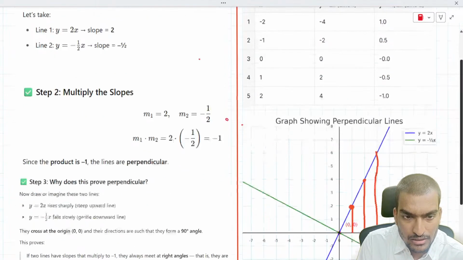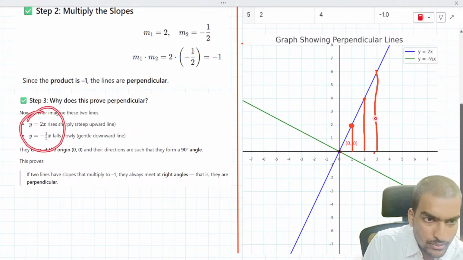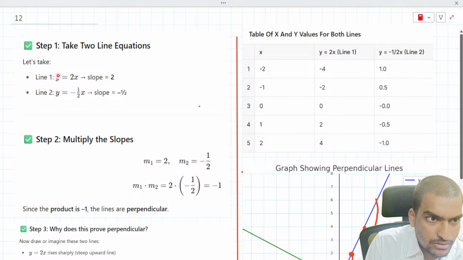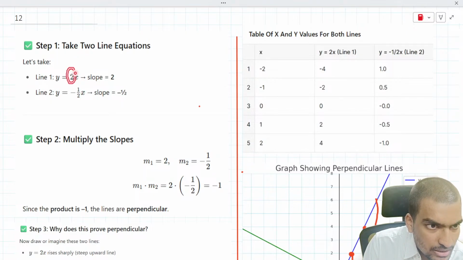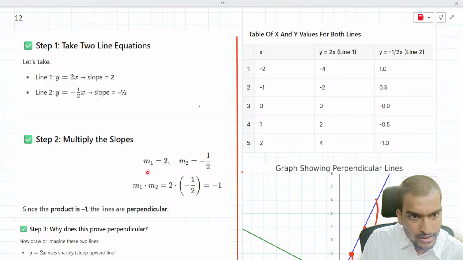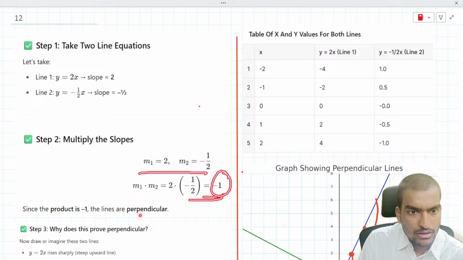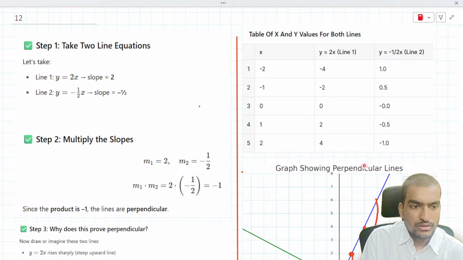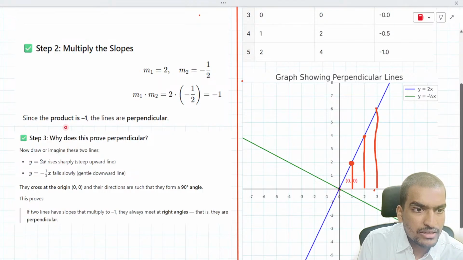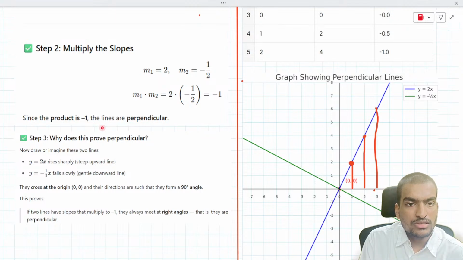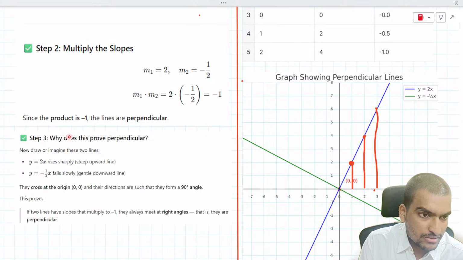Let's say we have two equations like this, line 1 and line 2. Line 1 is y equals 2x, line 2 is y equals -1/2 x, and you can see clearly the slope of line 1 is 2 and the slope of line 2 is -1/2. If you multiply the slopes, you get -1 as the product of slopes. So how did we come to know this? Actually, if the lines are perpendicular, then the product of their slopes is -1. This is the actual statement.